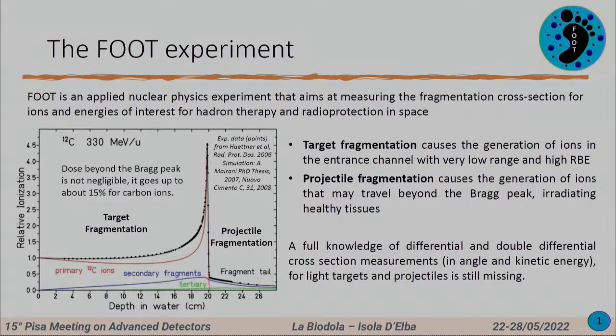And if we consider a projectile with charge higher than proton, we can also have projectile fragmentation that causes the generation of ions that go beyond the position of the Bragg peak, which we want to avoid, because here usually there is healthy tissue that needs to be preserved. So a full knowledge of differential and double differential cross-sections is needed in order to put this information in the treatment planning, but up to now they are still missing.